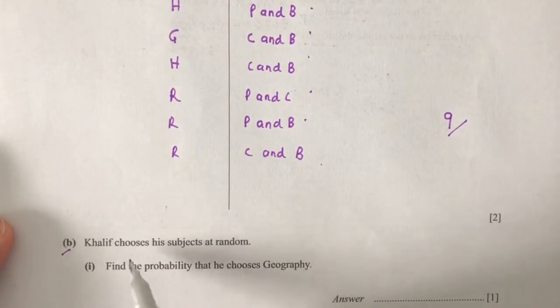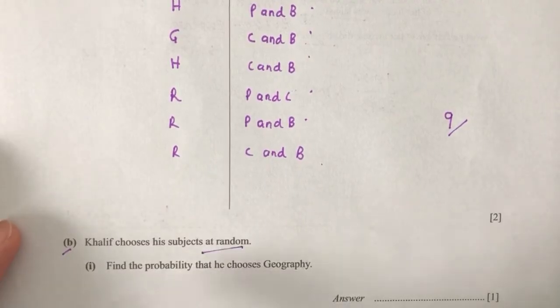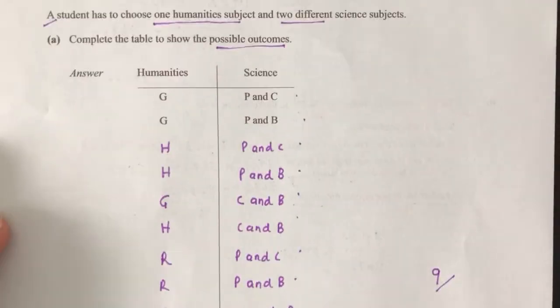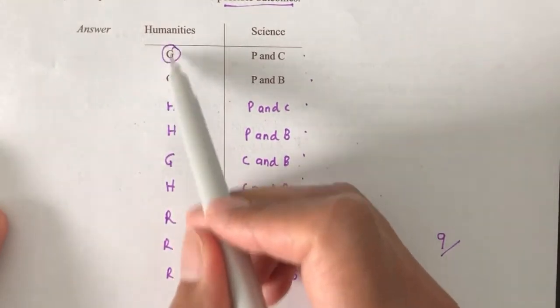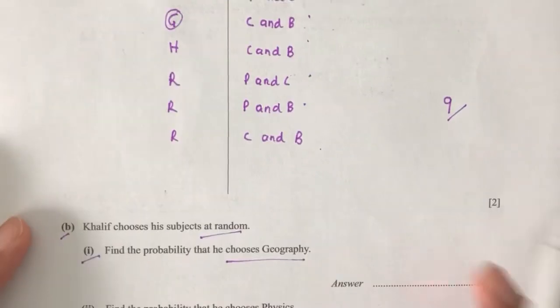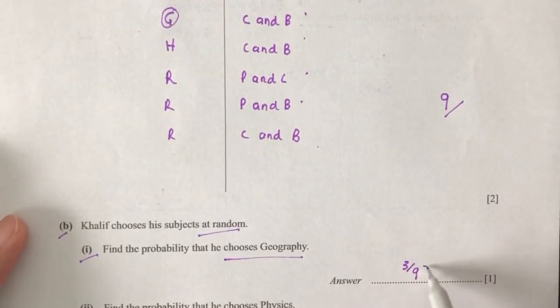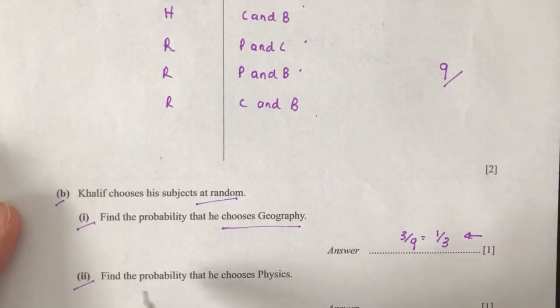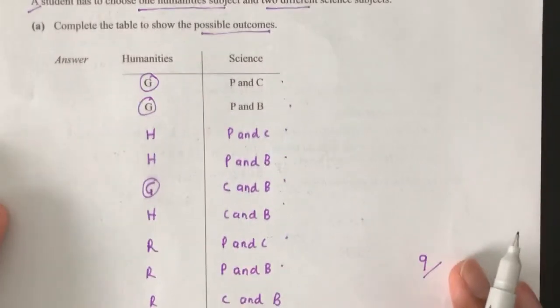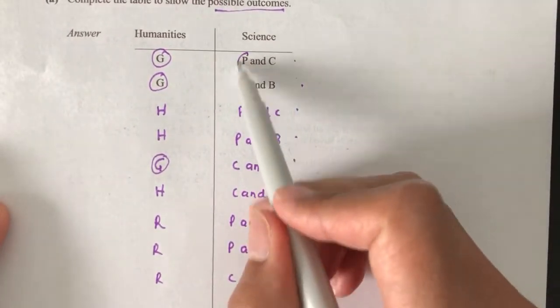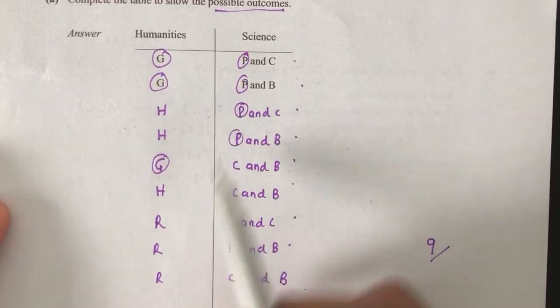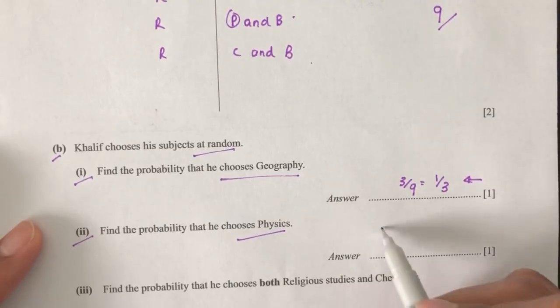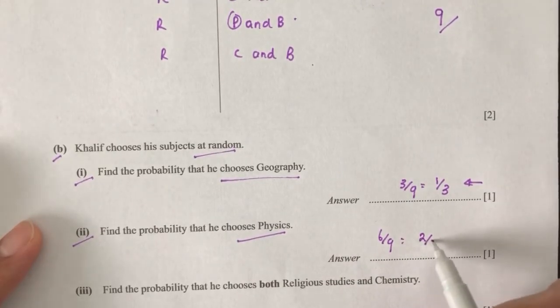Now, part B. Khalif chooses his subjects at random. Part 1. Find the chances that he chooses geography. So let's find where we have G. So we have 1, 2, 3. So it will be 3/9, which is 1/3. Now, part 2. Find the chance that he chooses physics. So let's find out. Physics will be here 1, 2, 3, 4, 5, 6. That will be 6 over 9, which is 2 over 3.